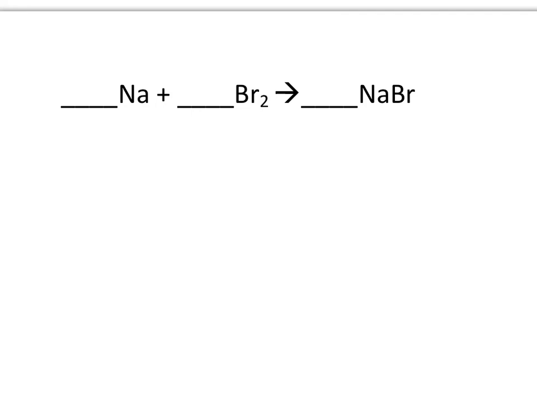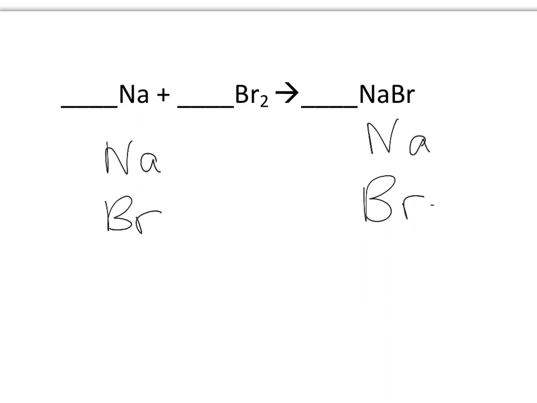And the only thing that's different about these problems is that nobody has made the list for you. You have to make this list yourself. So all you're going to do is look and see which elements you have present. You have Na and you have Br on this side, and you have Na and Br on this side. One of the most important things to remember is you have to make your list in the same order. If Na comes first on this list, Na needs to come first on this list. You always want to have your elements in the same order so you can compare them more easily.